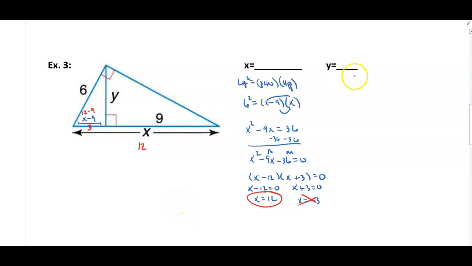So now I can go and find y using altitude squared equals piece of the hypotenuse times piece of the hypotenuse. So y squared equals 3 times 9. That would give me the square root of 27. And when I take the square root, that would give me 3 root 3. So x is 12, y is 3 root 3, or if I find the decimal version, the square root of 27 would give me 5.2. Okay?